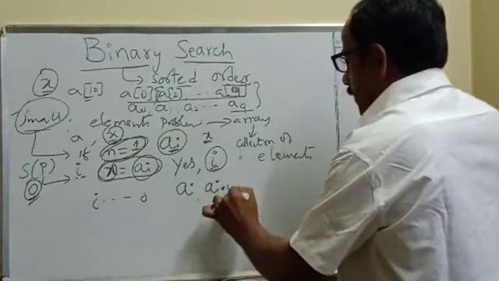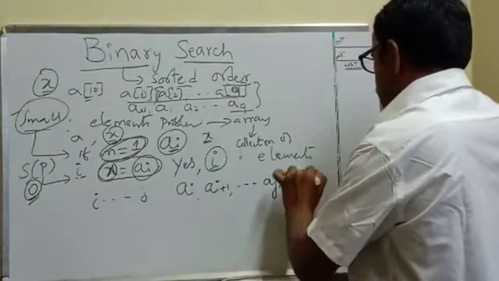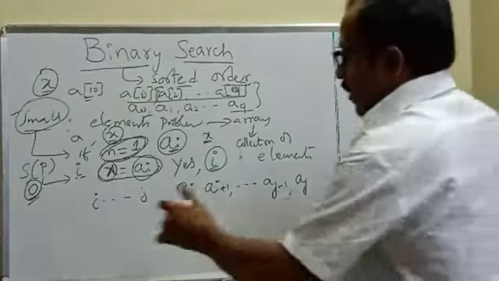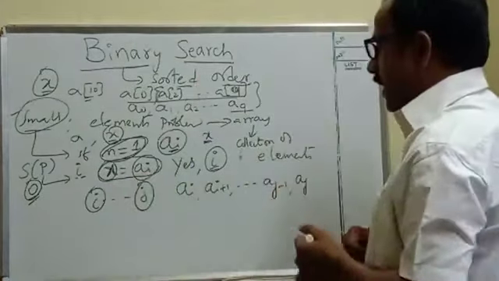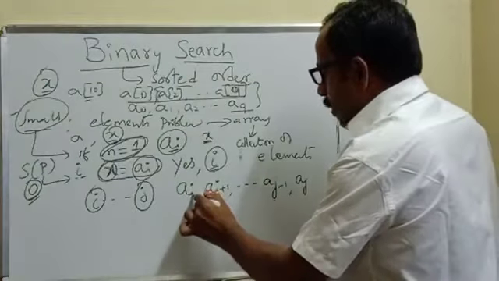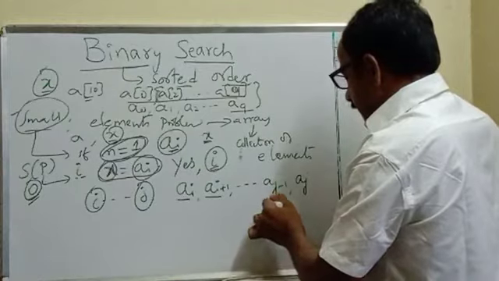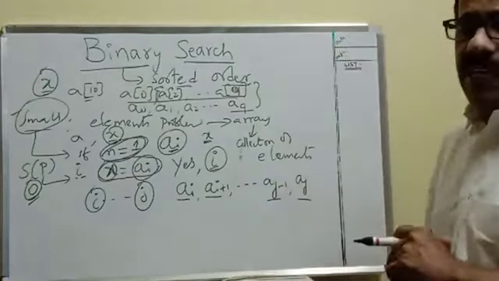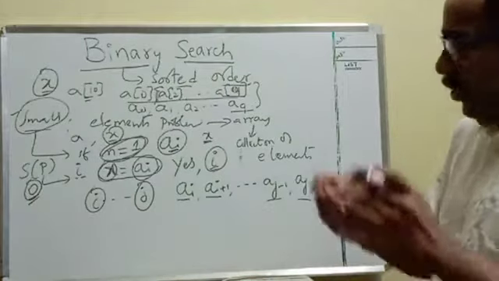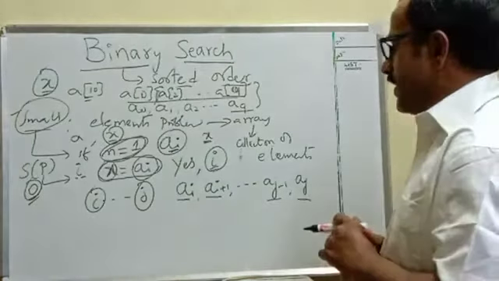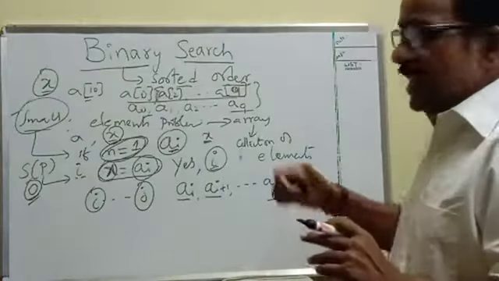Then how can we represent the elements? a_i, a_i+1, and so on, a_j-1, a_j. So a_j is the last element, because the first location number in the problem is i and the last location number is j. Then the elements stored in that array are a_i, a_i+1, and so on, a_j-1, a_j. Once the problem contains this many elements and the location numbers are i to j, then you have to apply binary search on this.